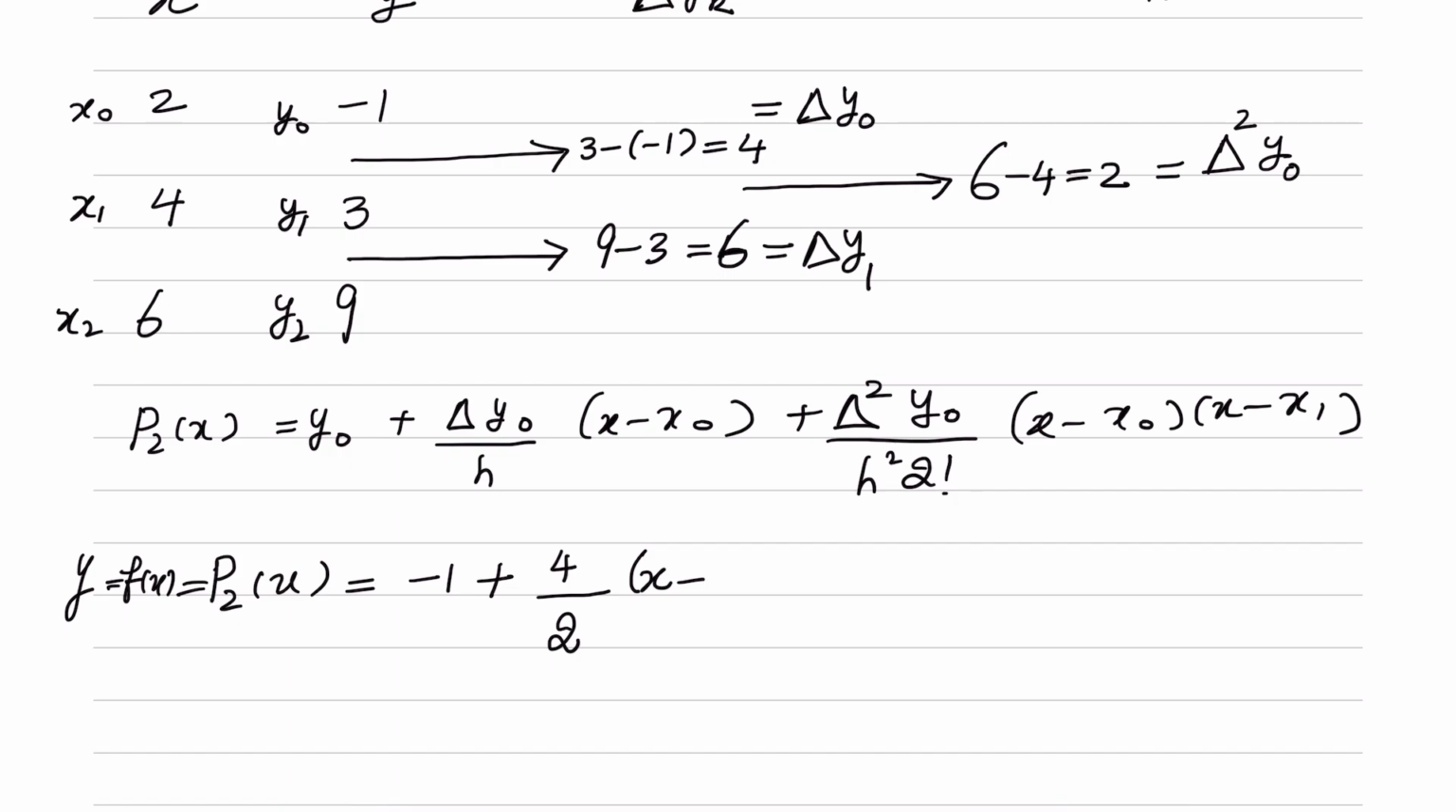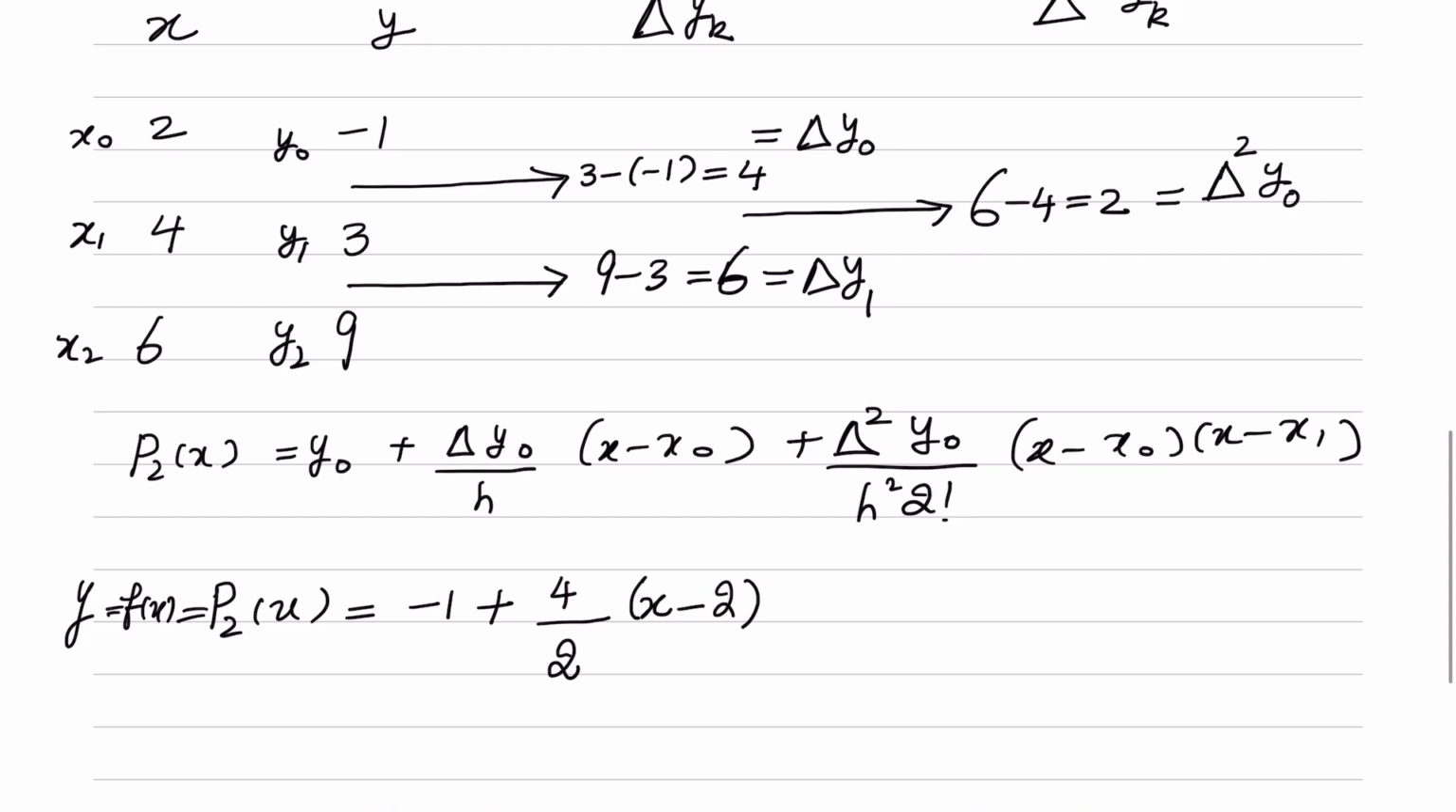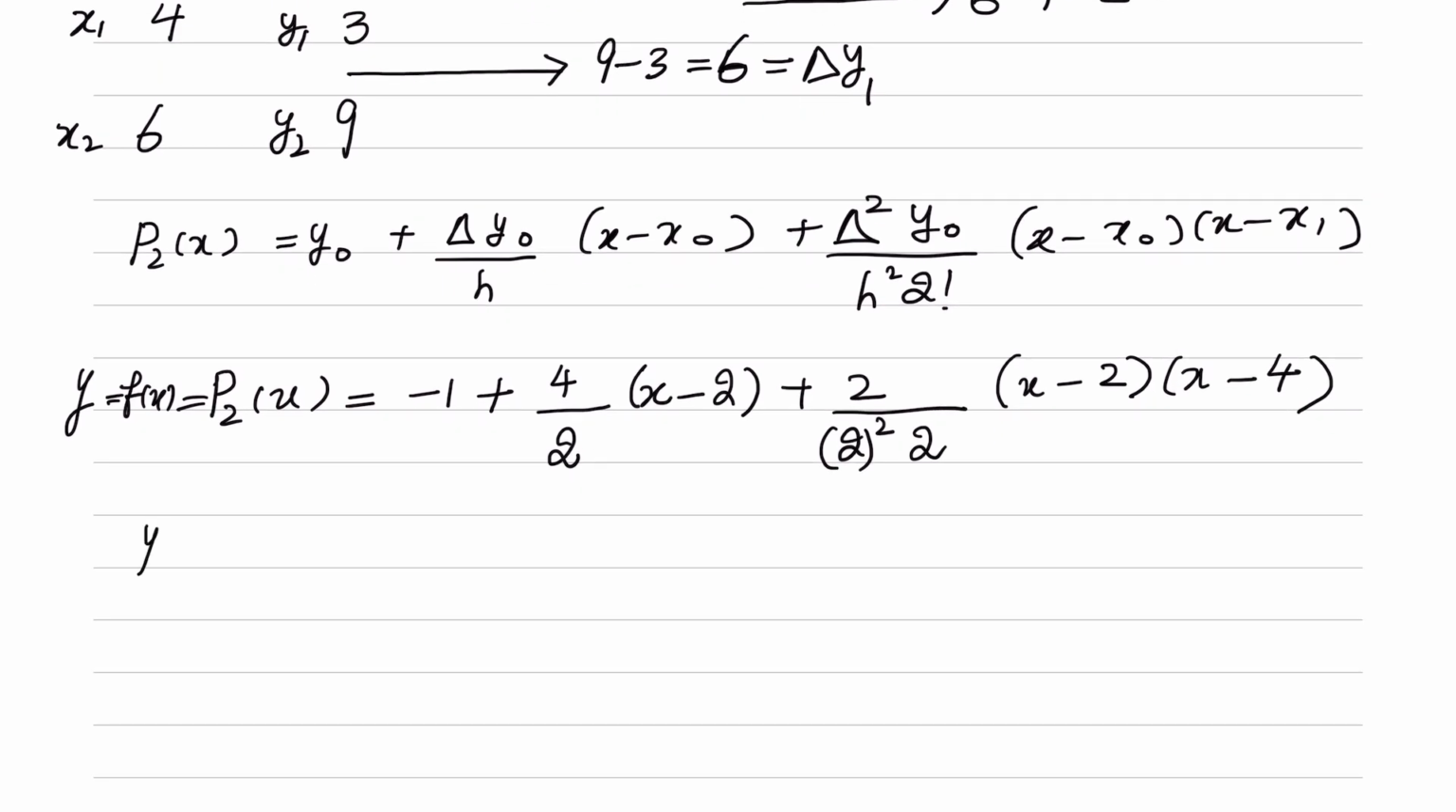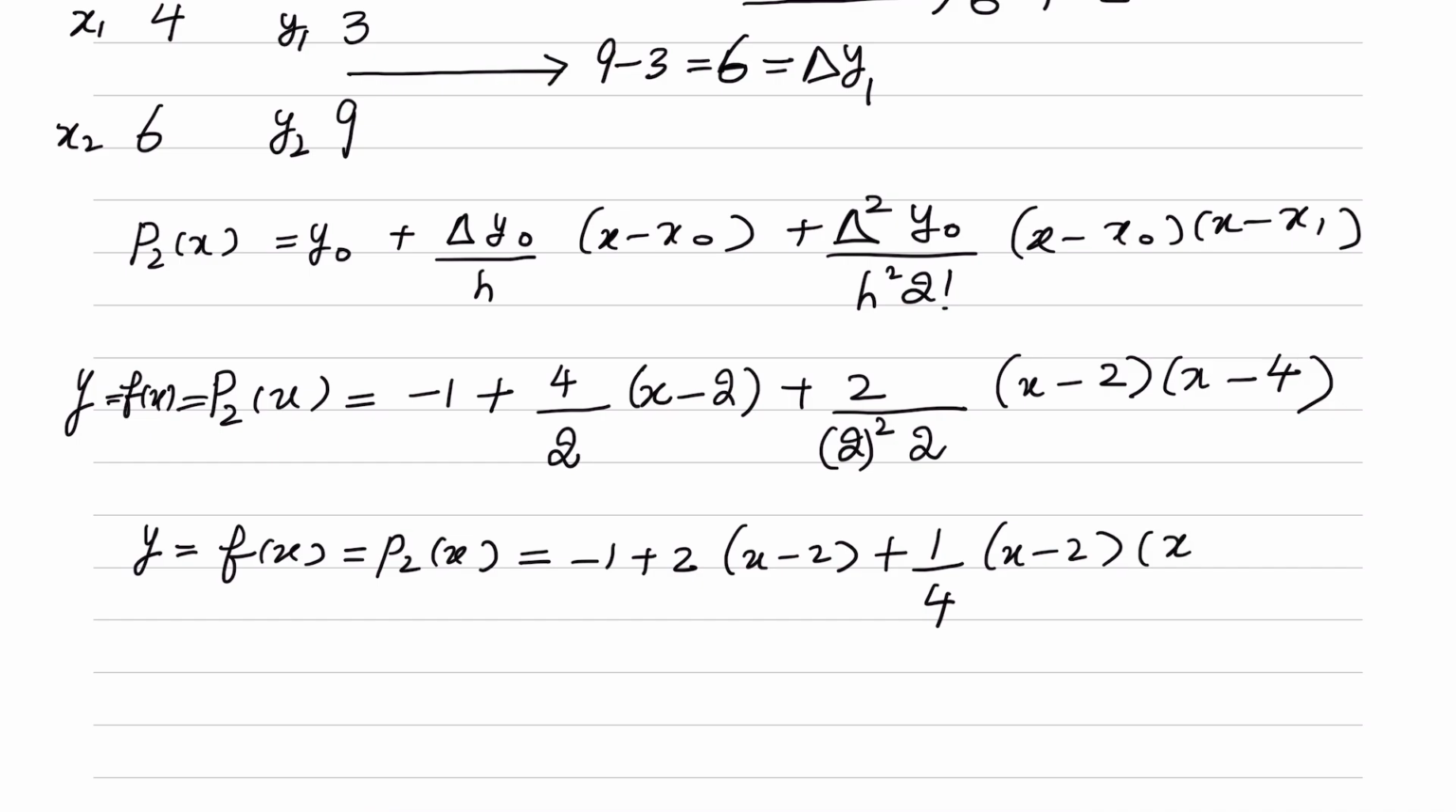x minus x0 here is 2, plus del 2 y0 from the table, in the fourth column, the first value and the only value, del 2 y0 is 2, over h squared, which is 2, h square, 2 factorial, is 2, x minus x0 is 2, into x minus x1 is 4. So we got the polynomial. Let's simplify this. So we have minus 1 plus 2 x minus 2 plus 1 over 4 x minus 2 x minus 4.